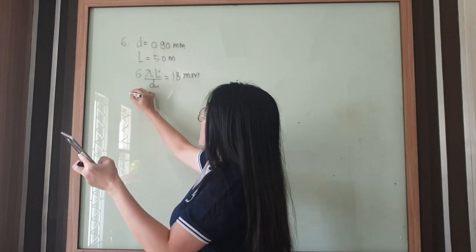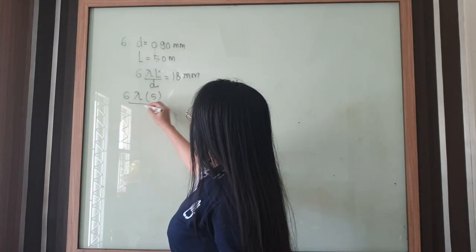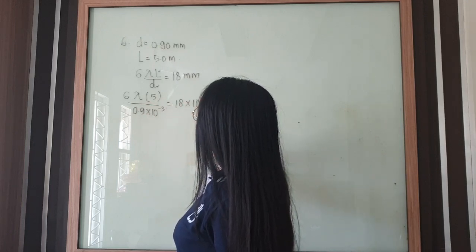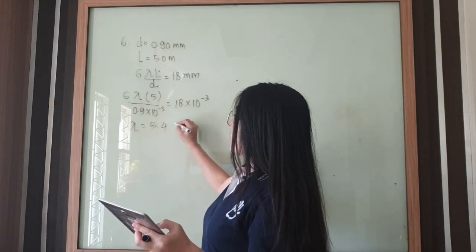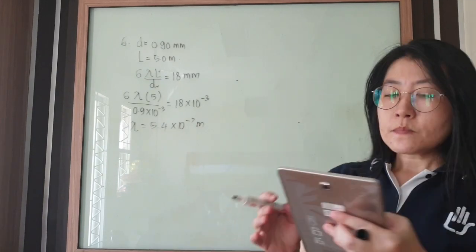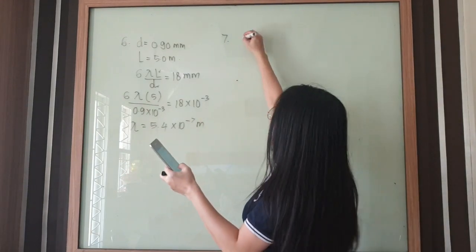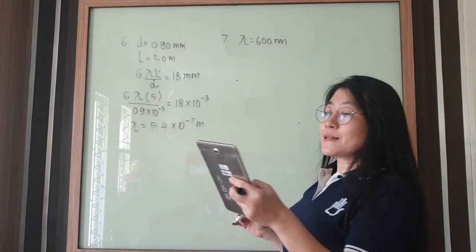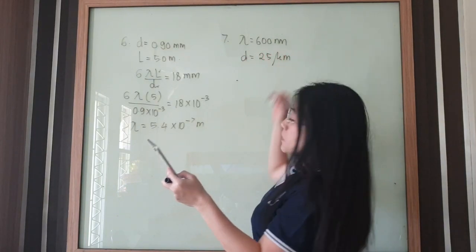So 6 multiplied by lambda multiplied by 5 over 0.9 times 10 to the minus 3 equals 18 times 10 to the minus 3. And you can calculate lambda to be equal to 5.4 times 10 to the minus 7 meters. That's number 6. Number 7, light of wavelength lambda 600 nanometers is used to illuminate a single slit D 25 micrometers wide.